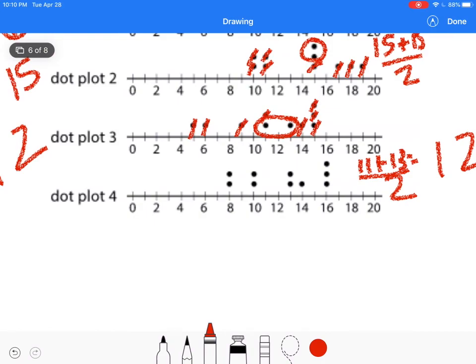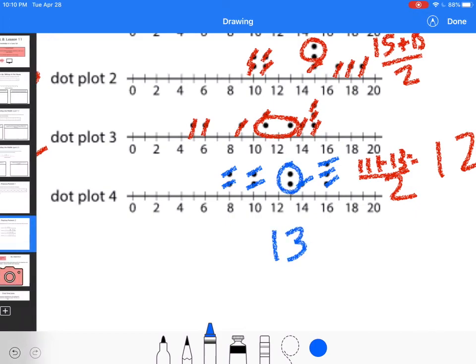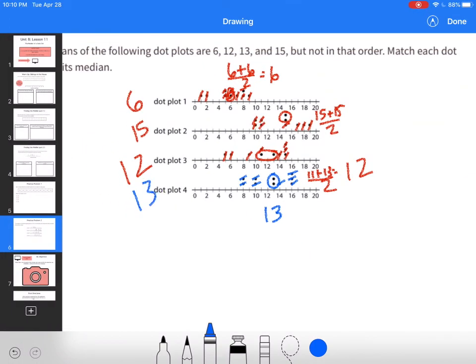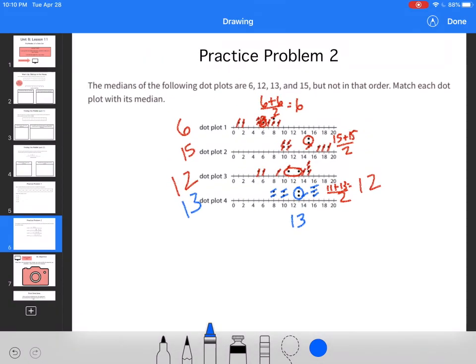So now I'm going to do the last one. I'm going to switch colors only because it's getting super close. If I've done it correctly, I should have 13. Yep, I did it correctly. So that should be your order for your practice problems. So sometimes it helps to do it on the dot plot, but sometimes you can get a little mixed up. You need to make sure that it balances equally.